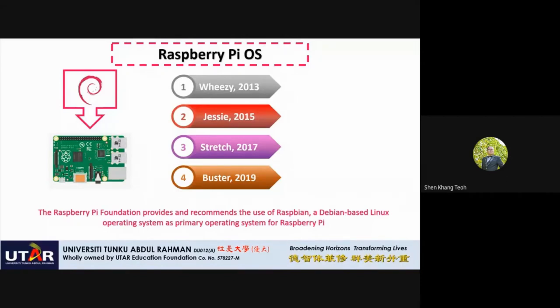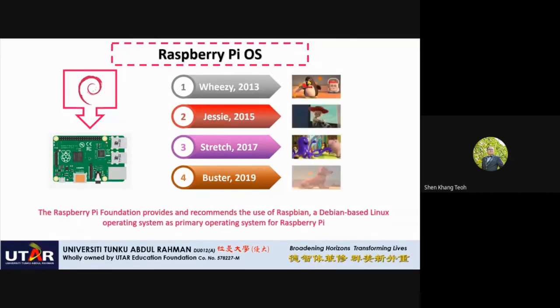So these names are actually named after the Toy Story characters. The first one, Wheezy, is a penguin. I think it's from Toy Story 1. Then Jessie is a girl cowboy with red hair. Stretch is the purple octopus. Then Buster is the toy's owner Andy's dog. So there are some special names that are actually named after the Toy Story characters.